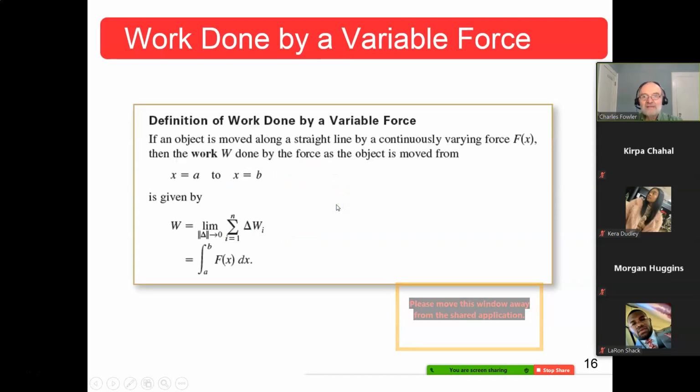Okay. So here's the definition. This is in the box near the bottom of page 486. I didn't tell you that, I guess, but that's where we are. Definition of work done by a variable force.